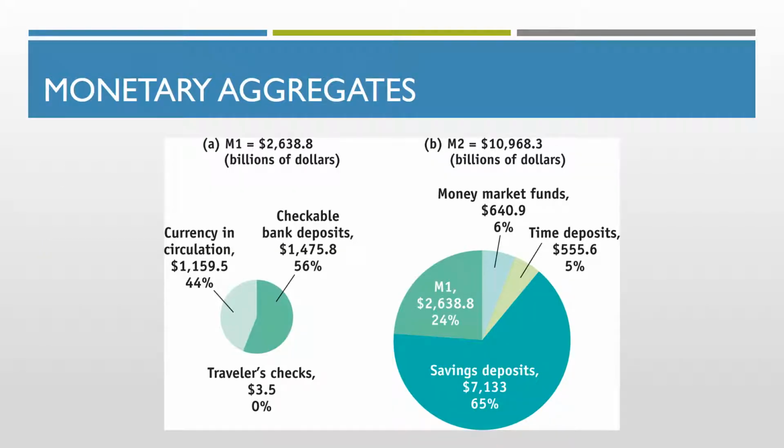Well, in the United States, the total amount of M1 accounts for only 24% of M2, and the majority of M1 is from the checkable bank deposits, which is about 56% of the total M1. And the currency in circulation accounts for about 44% of the total M1.